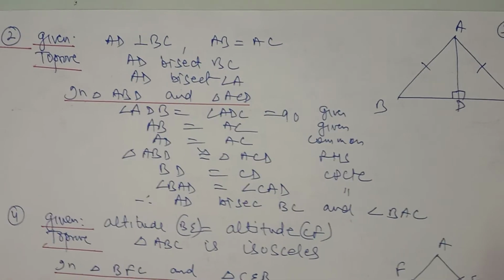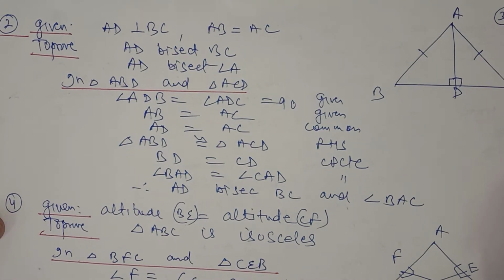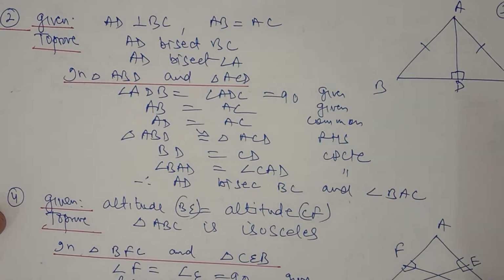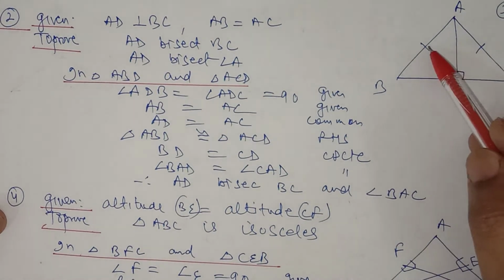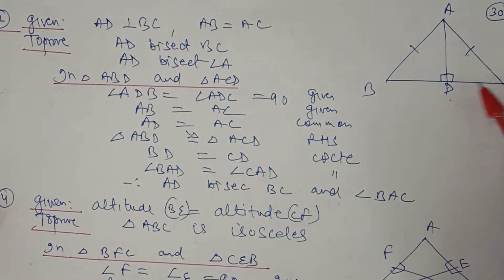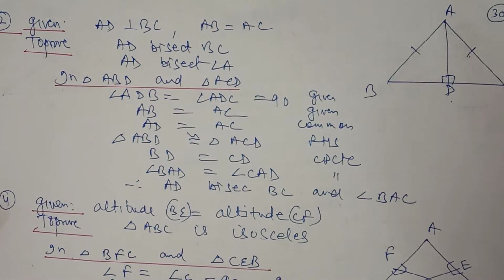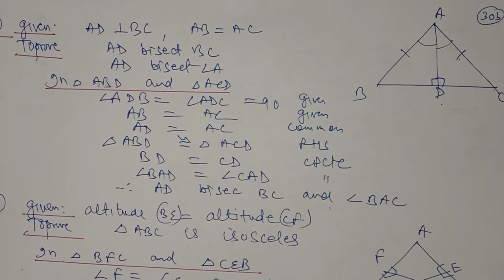Now in question number 2 of this exercise, it is given that triangle ABC is an isosceles triangle in which AB is equal to AC and AD is perpendicular to BC. Now you have to prove that AD is the perpendicular bisector, or that AD bisects BC. That is, you have to prove that BD is equal to DC, and you have to prove that this angle is equal to this. You have to prove AD bisects angle A.